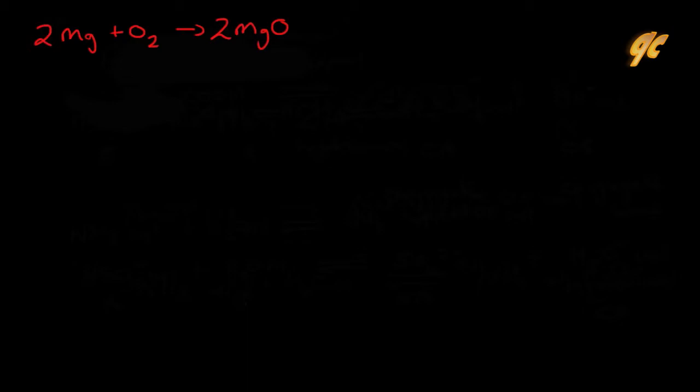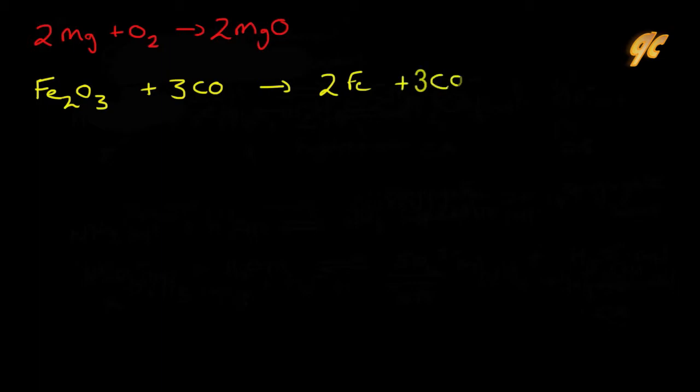Reduction, on the other hand, was considered to be when oxygen was removed from a chemical reaction. So if we take the reduction of iron oxide by reacting with carbon monoxide, the oxygen is removed to leave iron on its own and create carbon dioxide.